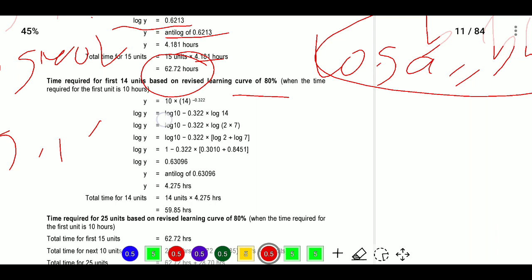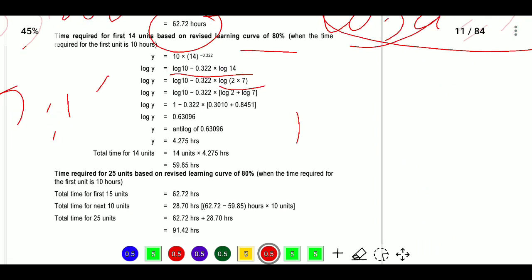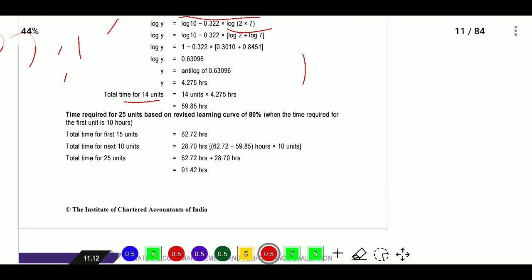So the same calculation for 14, and the relation is 2 into 7, and we have the log 2 and log 7 values, and that 0.332 will come down based on this. Next we will calculate the anti-log value provided. For log 14 units we will calculate the amounts. So the 14th anti-log value is 4.275, and we will get the amounts.